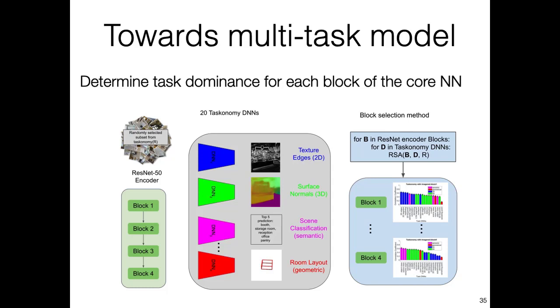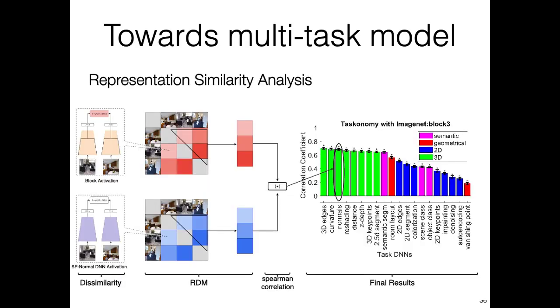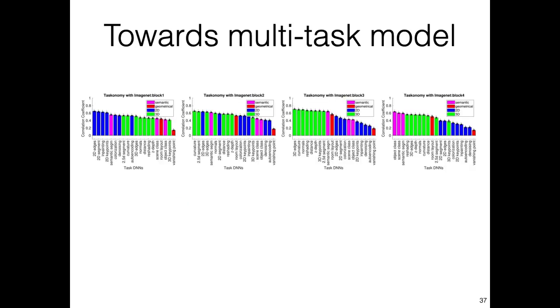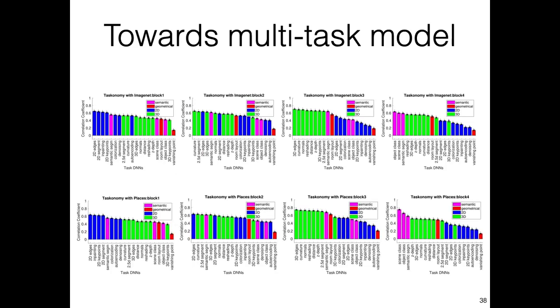So as I said, here we use this determination of task dominance for each of the blocks, as we did for the block selection in the previous setup, using RSA in this particular case, but we could use the more advanced similarity approach. And at this point we know already what RSA is, so I will skip this. Not only did we test for ImageNet, but we also tested for Places, a model that's also a ResNet, but it's been trained on Places and not on ImageNet, and we have very similar results.